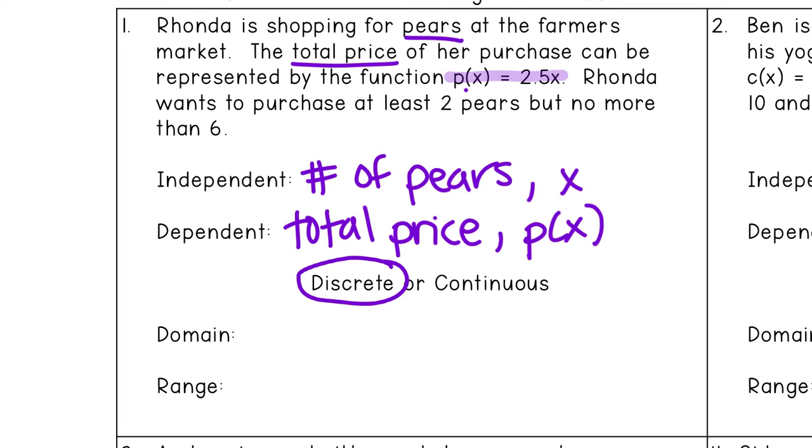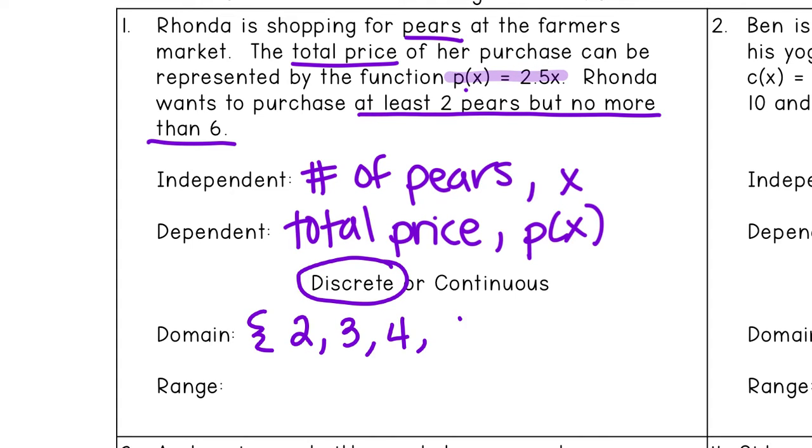So when we're doing domain and range of discrete data, we list the numbers and we use those curly brackets. So I'm gonna open a set of those curly brackets and look at the last sentence of this problem. It says she wants to purchase at least two, but no more than six. So I would have 2, 3, 4, 5, 6. And then we can close those brackets.